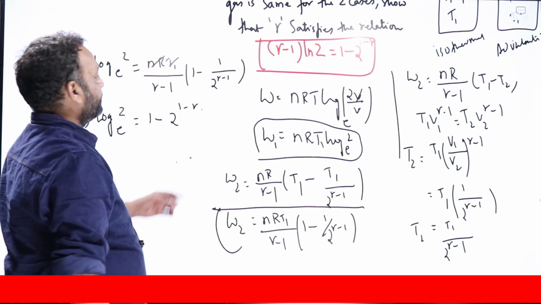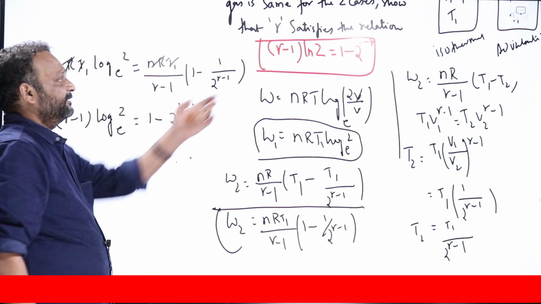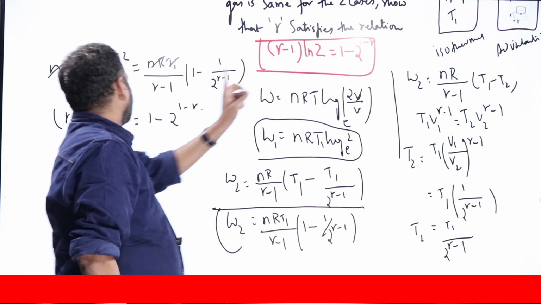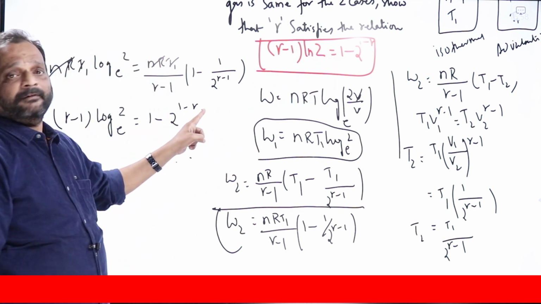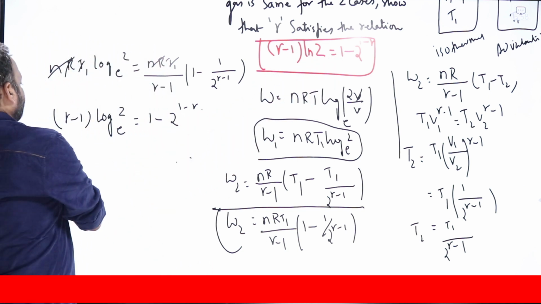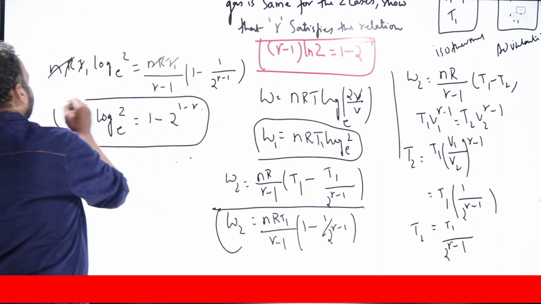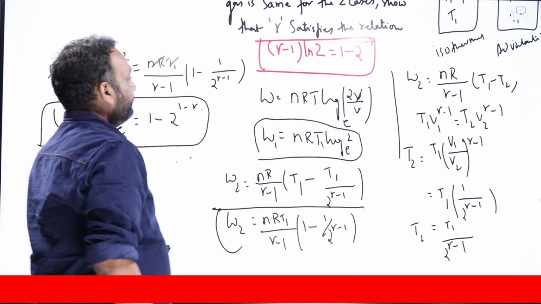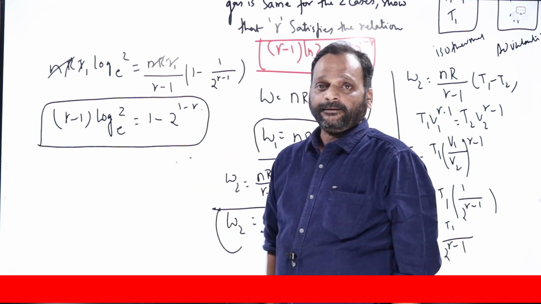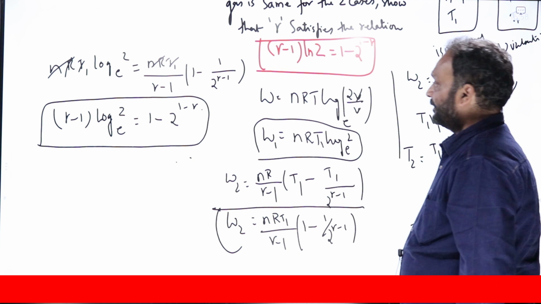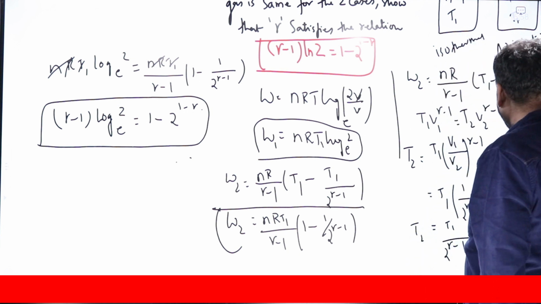So that is the relation he's asking us. Log 2 to the base e means natural log, ln 2 only. Gamma minus 1 log 2 is equal to 1 minus 2 to the power 1 minus gamma. Means if in this process the works done are same, the gamma of the gas satisfies the relation given by this. This is a good problem. Now we'll go to another problem.